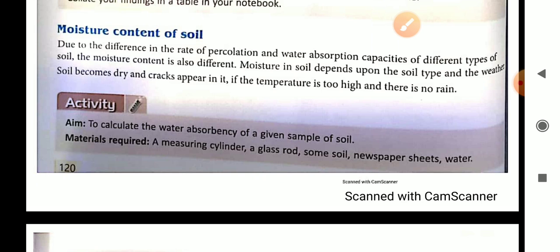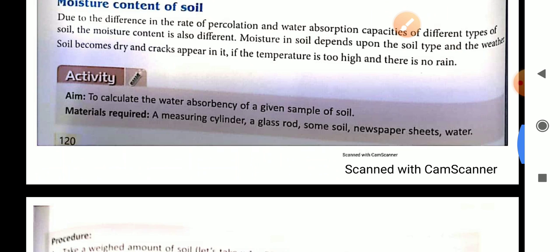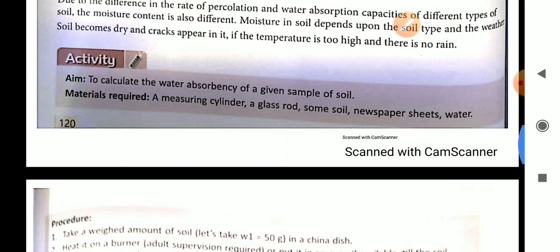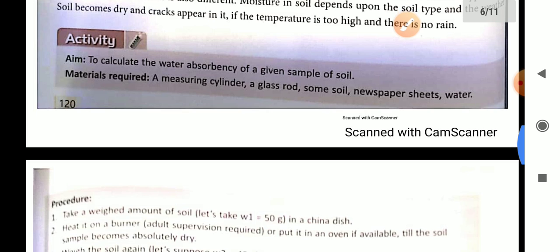Soil becomes dry and cracks appear in it if the temperature is too high and there is no rain. I think all of you have seen this. If there is no rain, then the soil becomes dry and cracks appear in it due to high temperature.